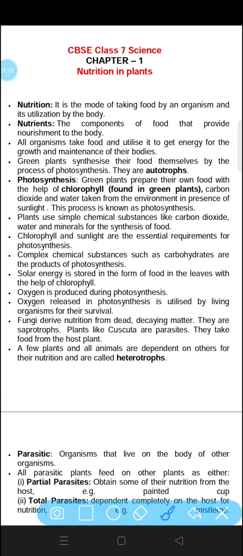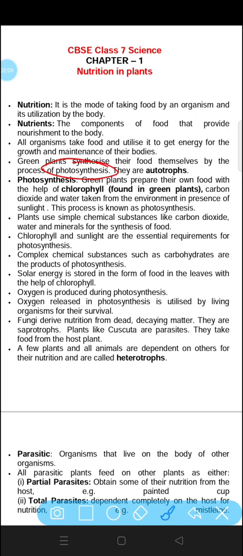Now next, all organisms take food and utilize it to get energy for growth and maintenance of their body. We eat food just to get energy so that we can perform the daily life activities of the day. Now, green plants synthesize their food themselves by the process of photosynthesis. As you all know, plants are autotrophs. Autotrophs are those who can prepare their own food by themselves. And those who are dependent on others for their food are called heterotrophs, like all animals and human beings. So, plants prepare their food with the help of photosynthesis.